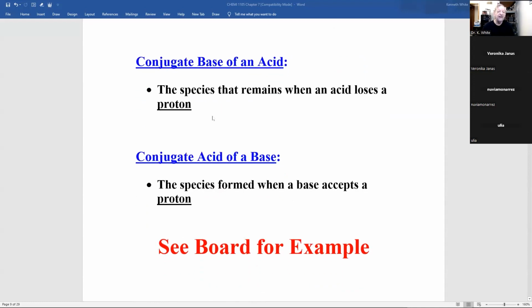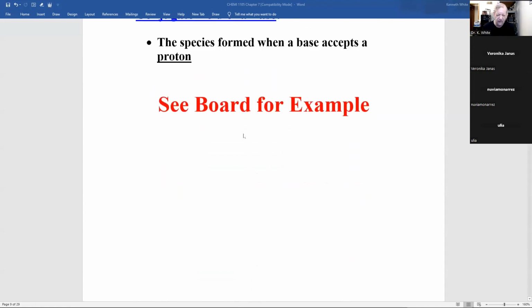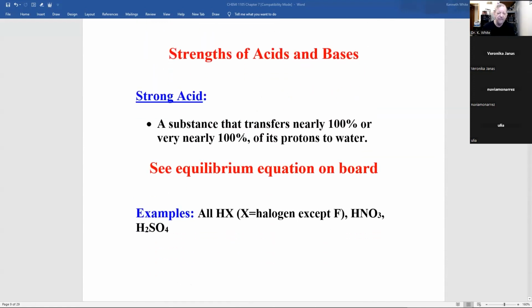And here's again, a conjugate base of an acid, a species that remains when an acid loses a proton, and a conjugate acid of a base is a species formed when a base accepts a proton. And we did that. Now, next couple of slides.